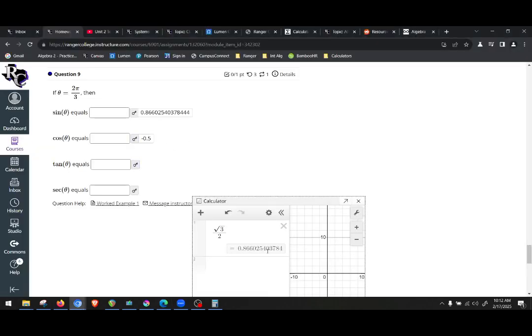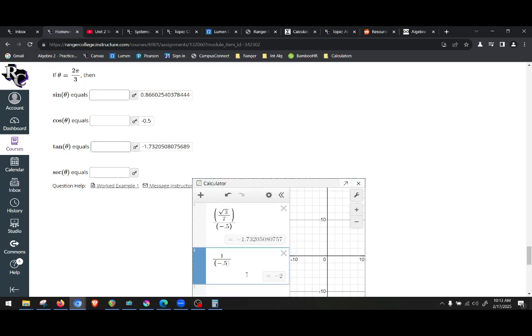Tangent is going to be y over x. So let's just use our calculator. That's y over x, negative square root 3. That would be our tangent. And secant would be 1 over x. So 1 over that negative 1/2. Negative 2.